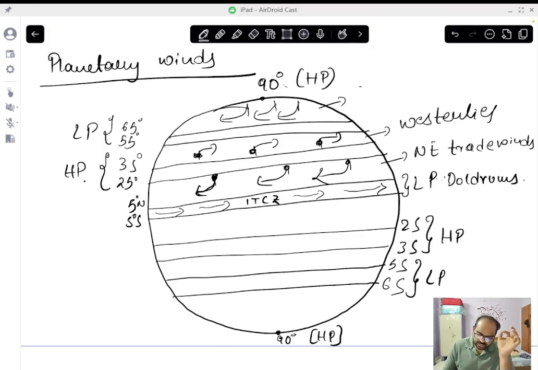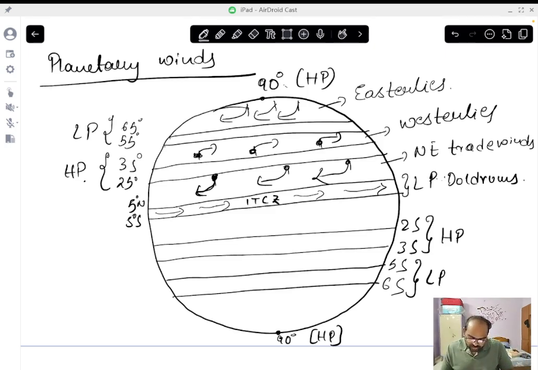They are called polar easterlies. Why easterlies at the polar region? Because the Coriolis force is much higher at the polar region. As we move from equator to poles, Coriolis force increases and there will be more deflection. So the deflection happening at the polar region is very much higher, so that the winds blow from east to west in a horizontal way.